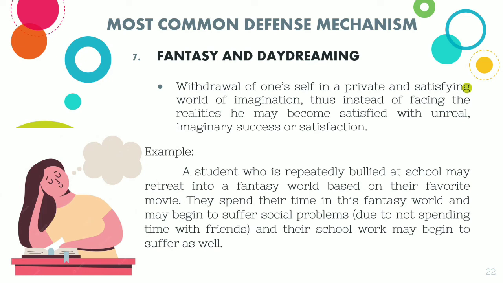The seventh common defense mechanism is fantasy and daydreaming. Withdrawal of one's self into a private and satisfying world of imagination, thus instead of facing the realities, he may become satisfied with unreal, imaginary success or satisfaction. Example: a student who is repeatedly bullied at school may retreat into a fantasy world based on their favorite movie. They spend their time in this fantasy world and may begin to suffer social problems due to not spending time with friends, and their schoolwork may begin to suffer as well.